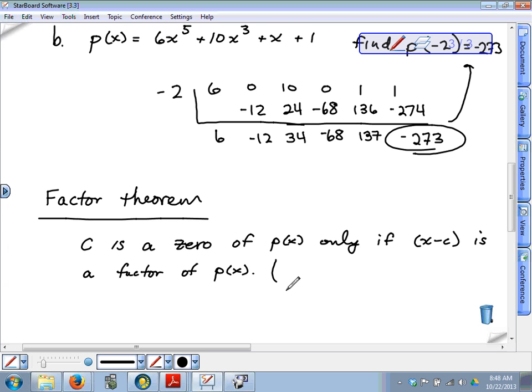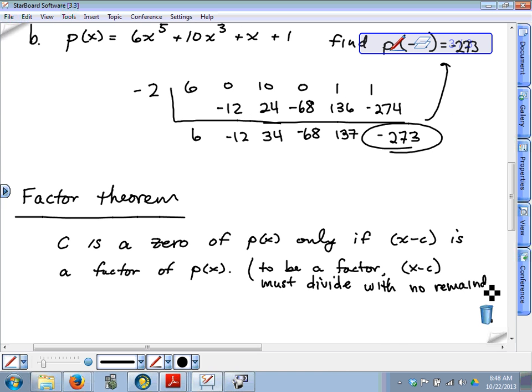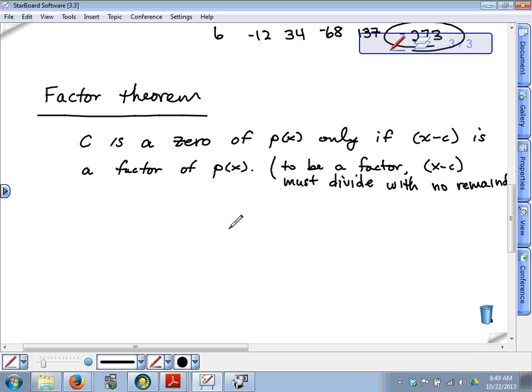Put this in parentheses. This is not included in the definition in your book, but let's put it in there. To be a factor, x minus c must divide with no remainder. To be considered a factor of a polynomial, it has to divide it with no remainder. This will be the last example just to illustrate this factor theorem.